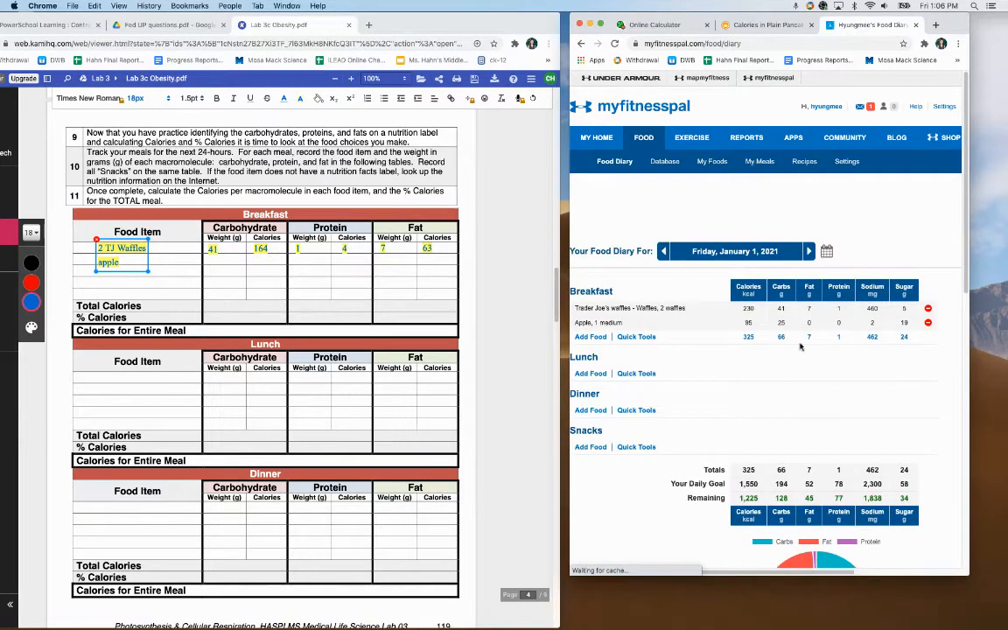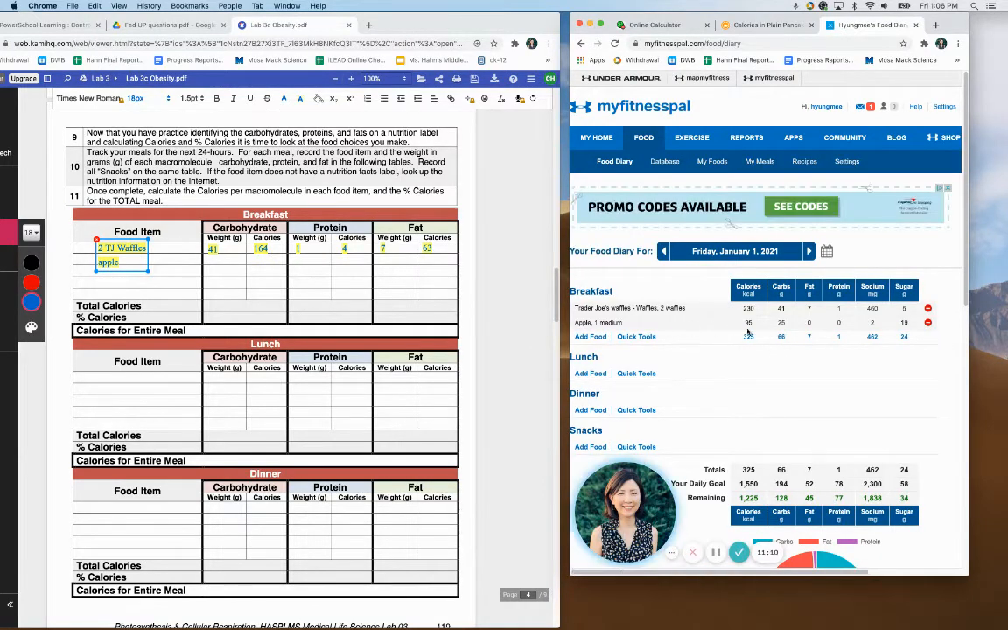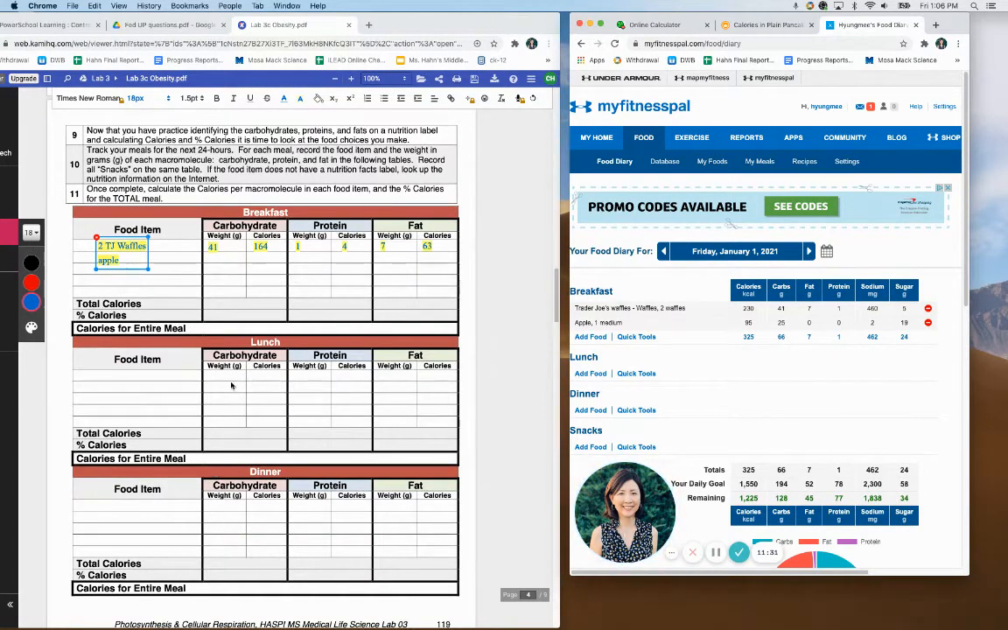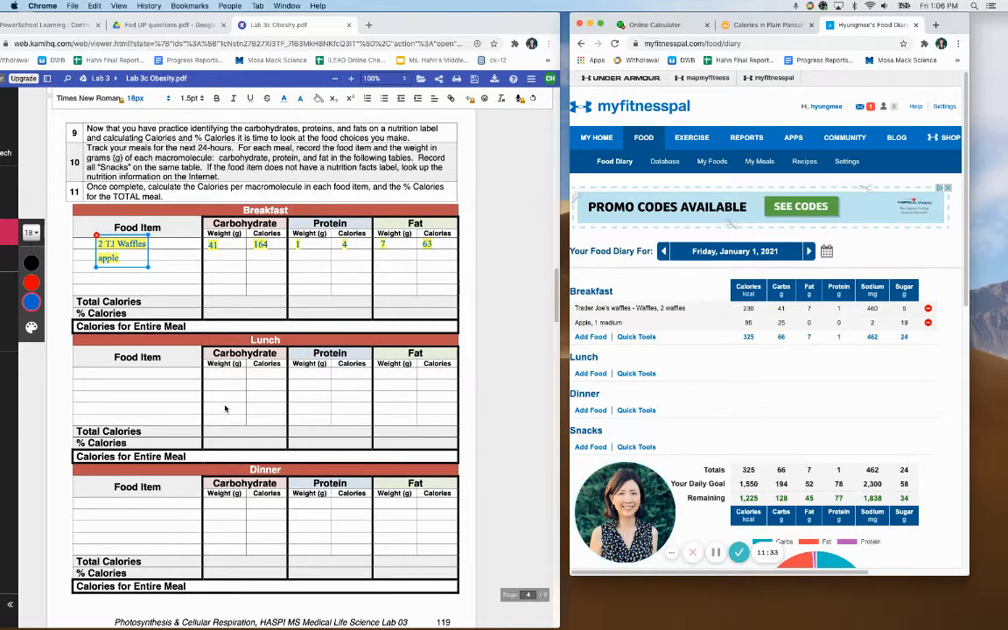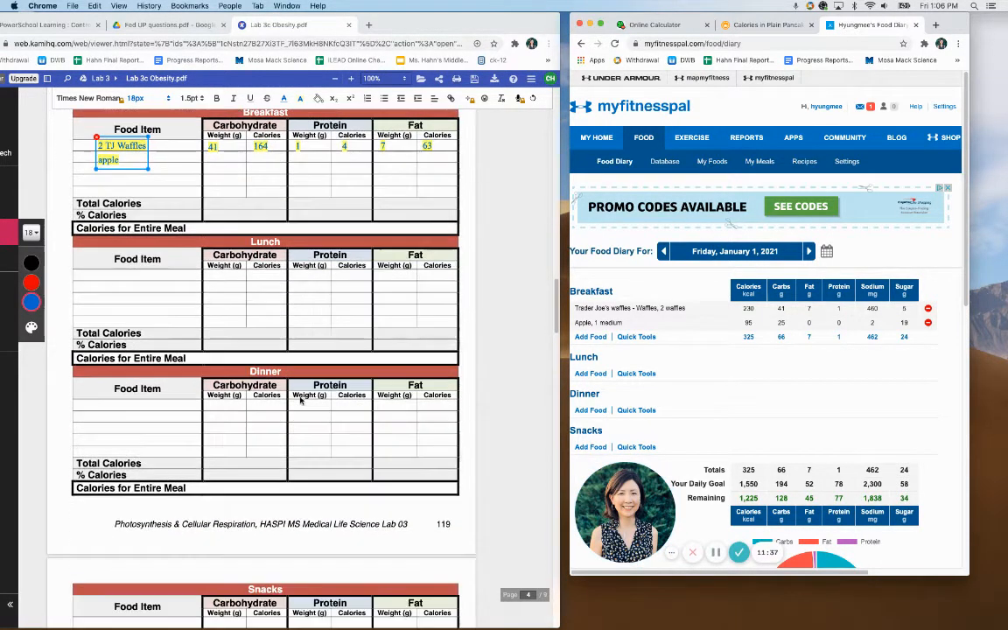I'll add it to my food diary, and it tells me that an apple has 25 carbs. It has no fat and no protein, but it does have a lot of fiber, which is a good thing. Okay, so I'm going to continue that, and I'm going to keep track of my meals and all the foods and snacks and drinks that I eat and drink for the next 24 hours.